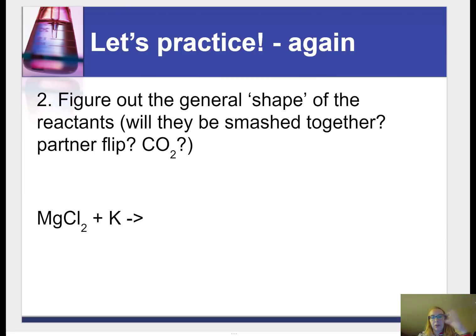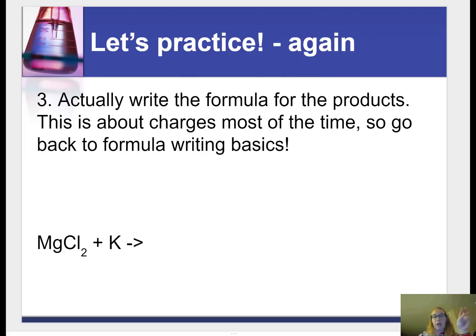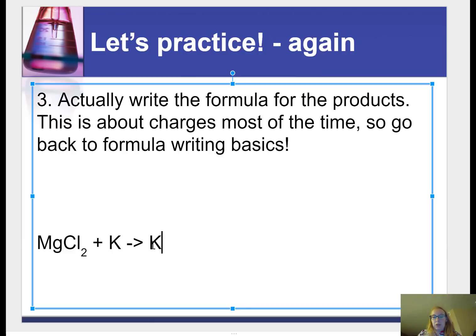Next step, what's your general shape? Is potassium going to come in and replace chlorine, or is potassium going to come in and replace magnesium? Hopefully your answer was potassium, right? So now I know my general shape and I can actually write my formulas. Potassium has a +1 charge, and we know it's going to be bonding with chlorine, which has a -1 charge, so I just have potassium chloride.